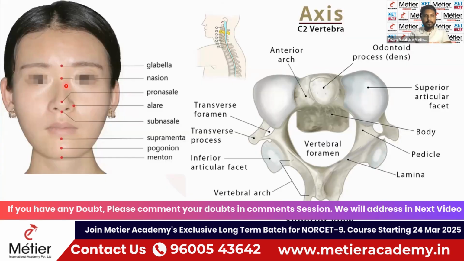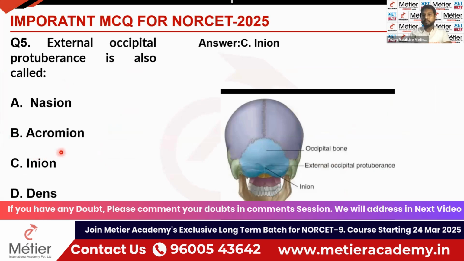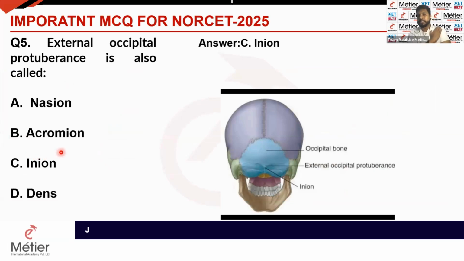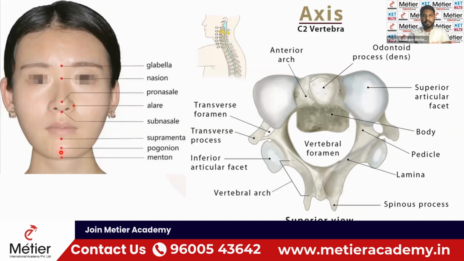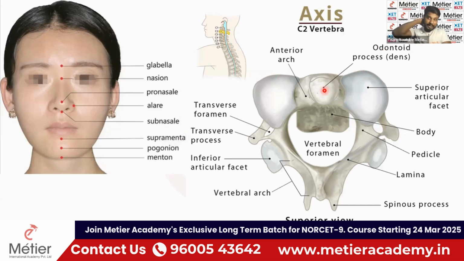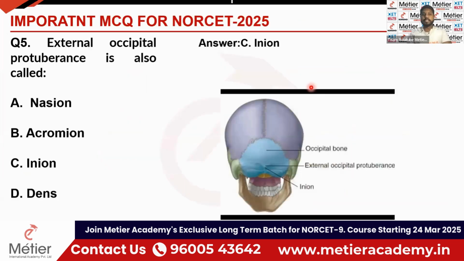Next, what is acromion? Acromion we have already seen in the shoulder, right? What is dens? Dens is nothing but the odontoid process, which is present especially in the C2 vertebra. There is a projection called odontoid process that is otherwise called dens. Clear? So according to this question, the correct answer is inion, otherwise called external occipital protuberance.